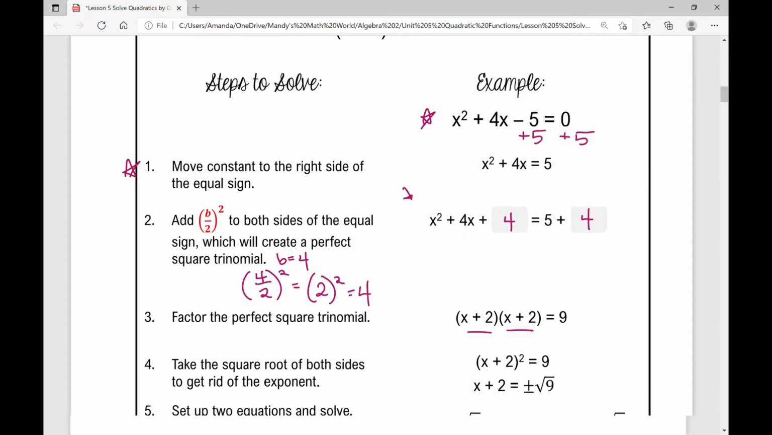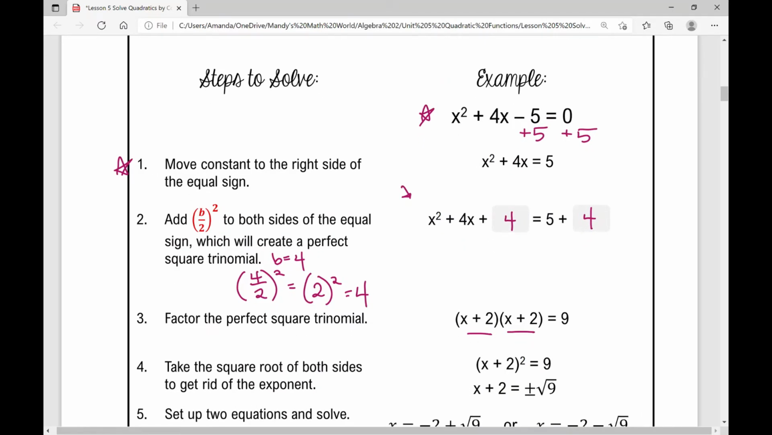Now your main goal is to get x all by itself, right? That's what you're doing whenever you're solving an equation. You're getting the variable all by itself, x equals blah, blah, blah. So the next thing I need to do is get rid of that exponent of a 2. How do I undo a square? I take the square root of both sides. That's your next step. We're going to take the square root of both sides.